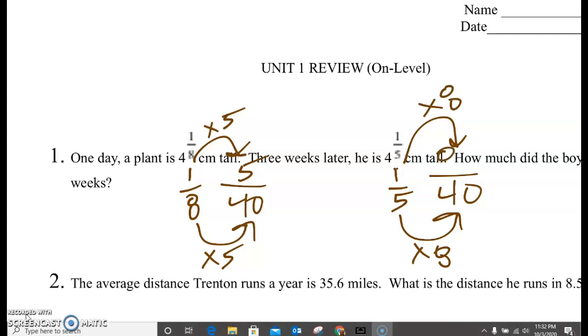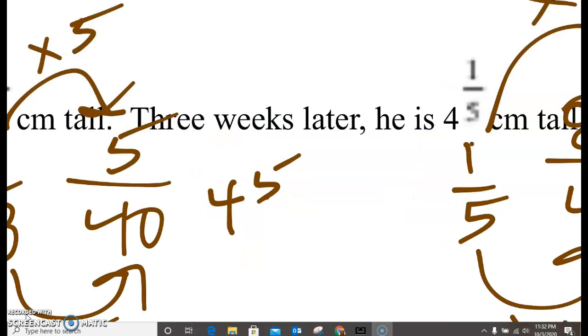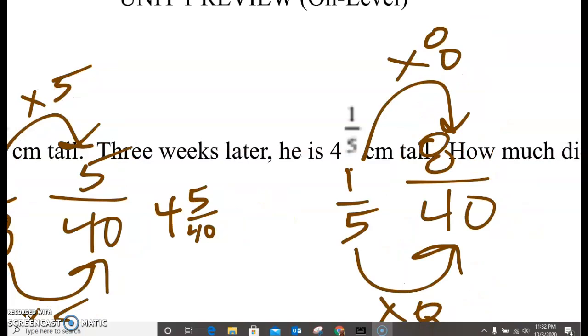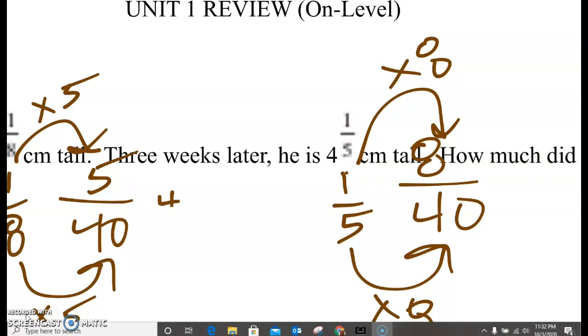So 1 times 8 is 8. So now we actually have 4 and 5 40ths minus 4. I have that backwards, sorry, because it wants to know how much taller, how much did it grow. So 4 and 8 40ths minus 4 and 5 40ths.